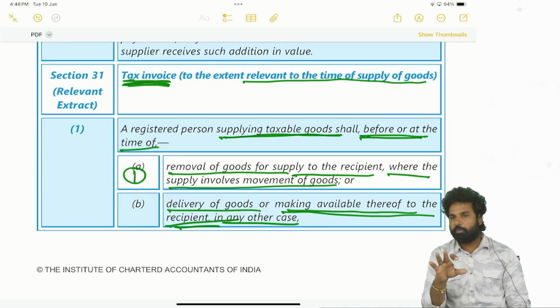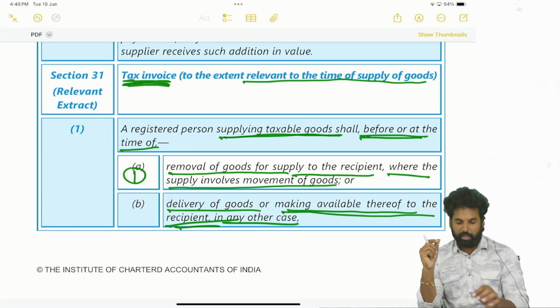No need to make any movement. They just made the benches available to us. Likewise, the projector was theirs. Before we came in here, the projector was there. We wanted the projector in the same condition, so we asked them, and they supplied the projector to us. That is what is called making available thereof.